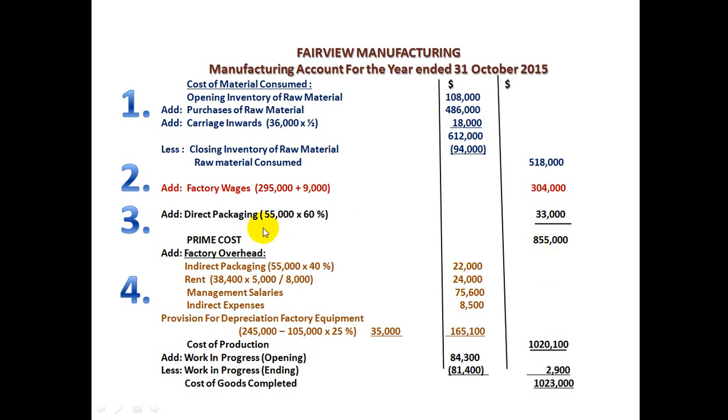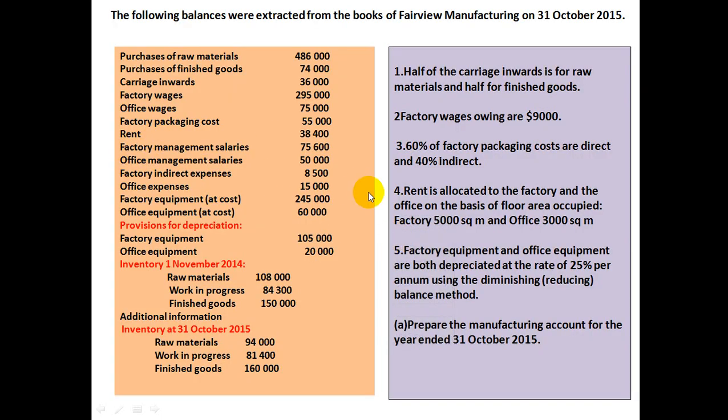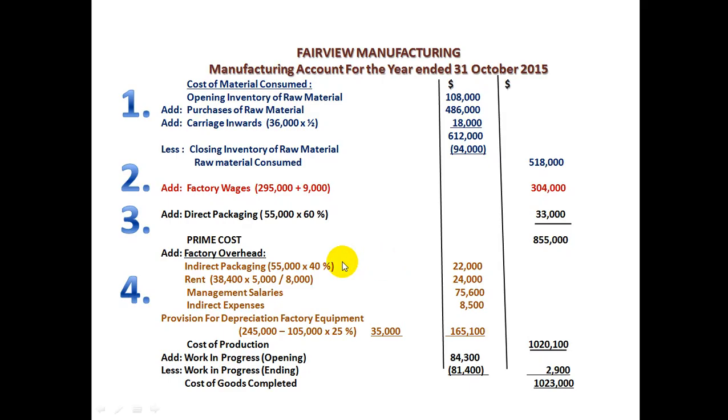After getting prime cost, we will be adding factory overhead, all other expenses which are related to the factory and are indirectly incurred by us for running the factory will be taken here. As given in the question, factory packaging, which is indirect, will be taken by us, that is 40%. The rent for factory will be calculated by us, and the factory equipment depreciation will also be taken by us. So that is what we calculated.